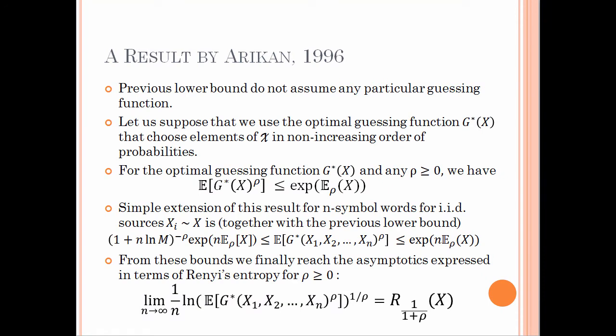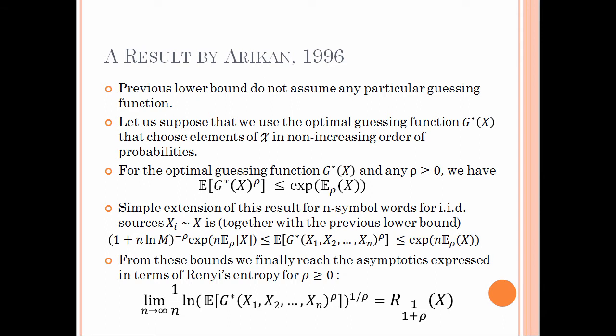Okay, so let us consider the upper bound. First of all, we realize that the previous lower bound does not assume any particular guessing function. However, without assuming a particular guessing function, no useful upper bounds can be derived, and this was part of what Massey concluded in his paper back in 1994. So let us suppose that we use the optimal guessing function, g*, that chooses the elements of 𝒳 in a non-increasing order of probabilities. So we note that this choice does not necessarily mean that for a different choice of a guessing function, we cannot find any useful upper bounds.